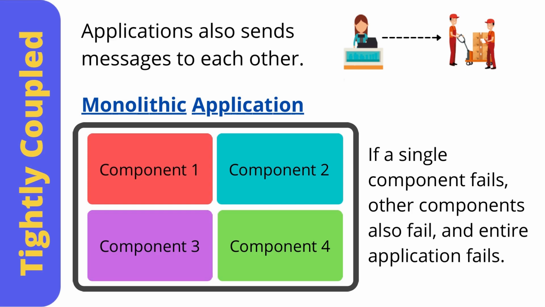Applications are made of multiple components that communicate with each other to transmit data, fulfill requests, and keep the application running. Suppose that you have an application with tightly coupled components. This type of architecture makes a monolithic application. In a monolithic application, if a single component fails, other components also fail and the entire application fails.